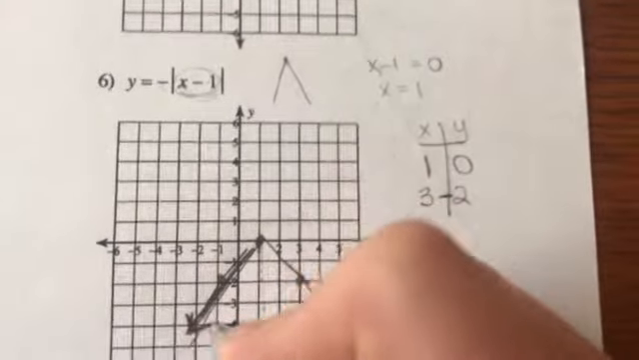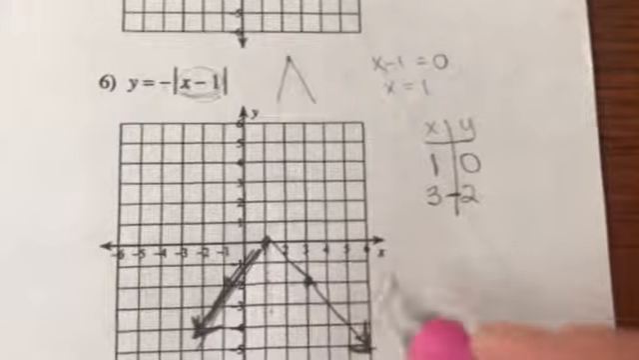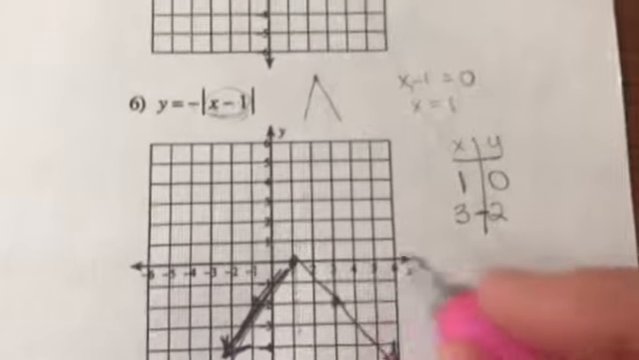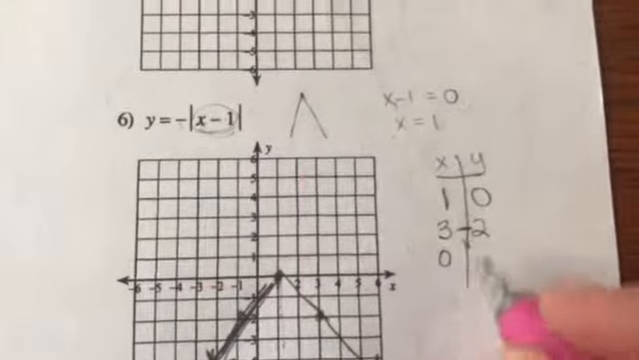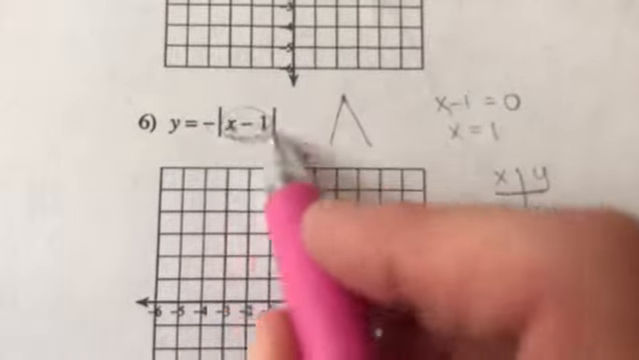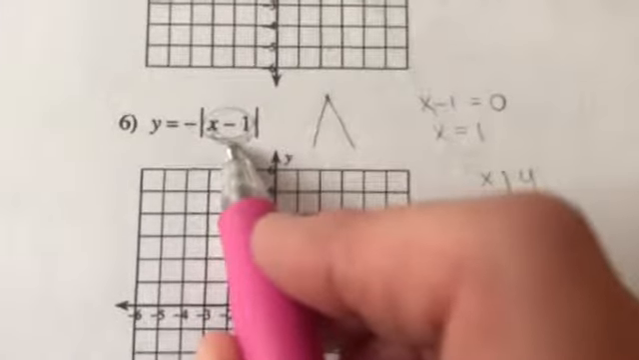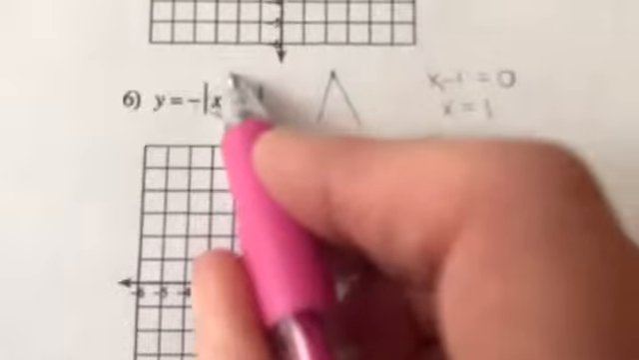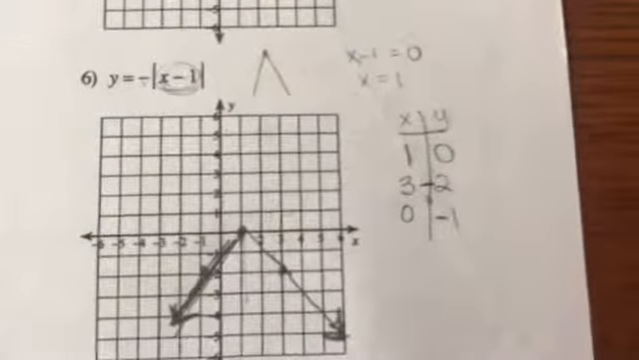Okay, make sure you put arrows on the end because this keeps going on forever and ever. You could have plugged in 0. 0 is always another one of my favorite points. Notice if you plug in 0, you get negative 1, but the absolute value of negative 1 is 1, but this is a negative 1. That's a lot of negatives. Okay, let's flip it over. Let's do one on the back.